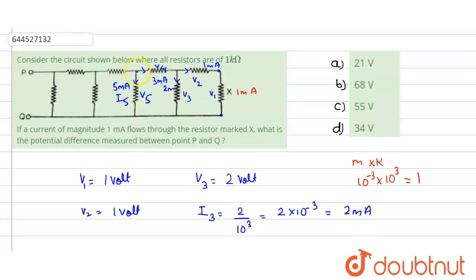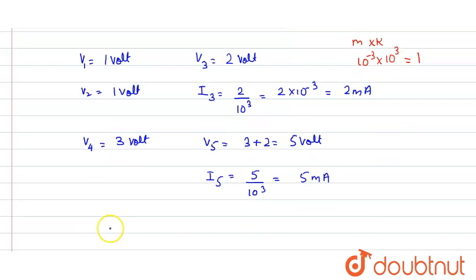Now if we apply the junction rule, 3 is going here, 5 is going here. That means 8 would be coming from here. So 8 milliampere is coming from here. And what would be the potential here? This is our V5, so this would be our V6. What would be the value of V6? I into R, simple. What is the current? 8 milliampere. And what is the resistance value? 1. So it would be equal to 8 volt.